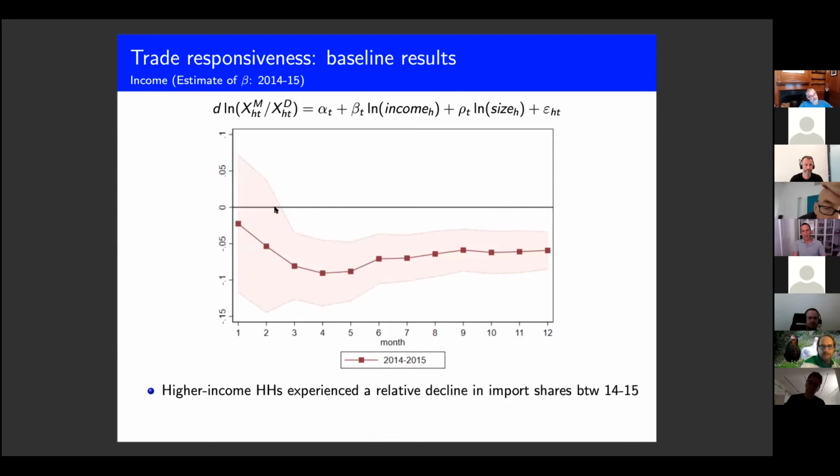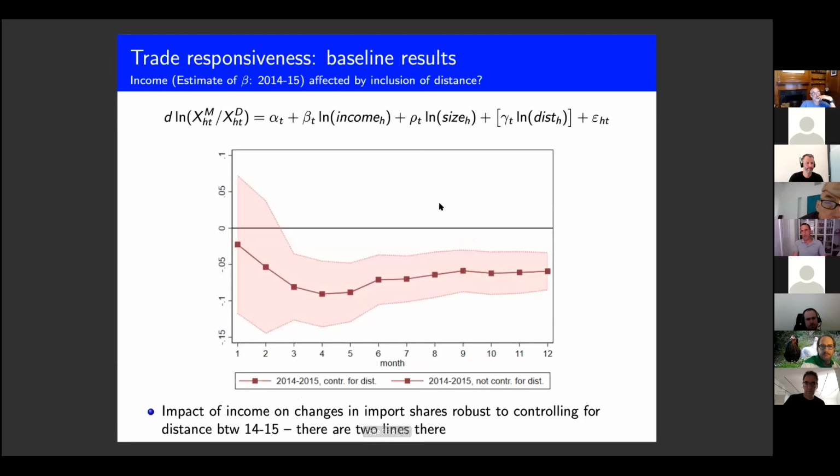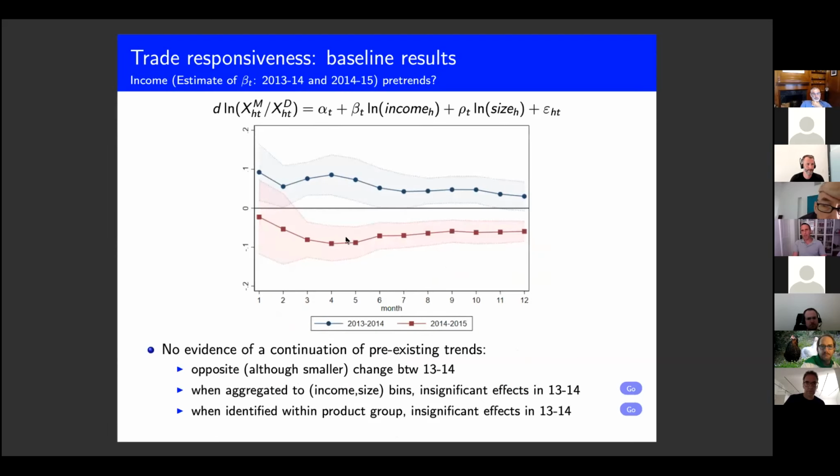Now, if you look at income, this is beta for different time horizons. This is 14, 15. And we see that the increase in the import share is smaller for households with higher income. So higher income households experience a smaller rise in import shares between 14 and 15. And if you include distance or not, the estimates don't change much, not surprisingly. Now, in terms of pre-trends, if you do this for 14 versus 13, you can see that there's no evidence of a continuation of pre-existing trends because the betas are of the other sign and not significant once you have enough months.